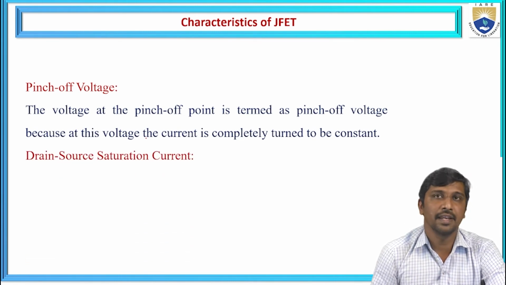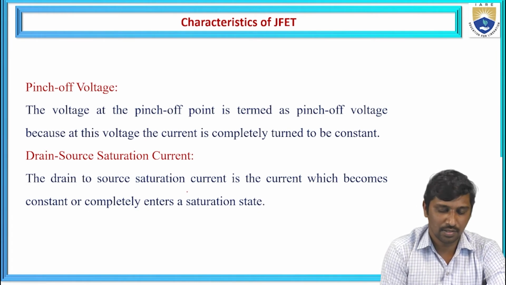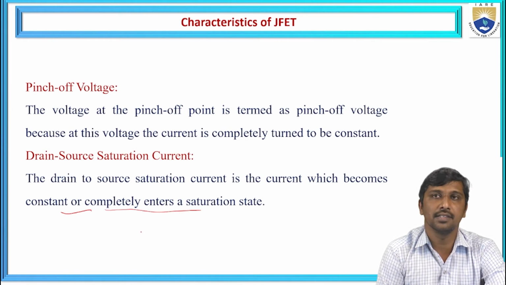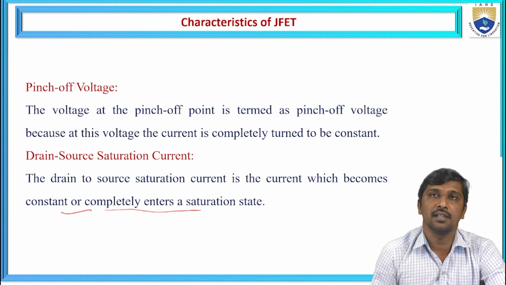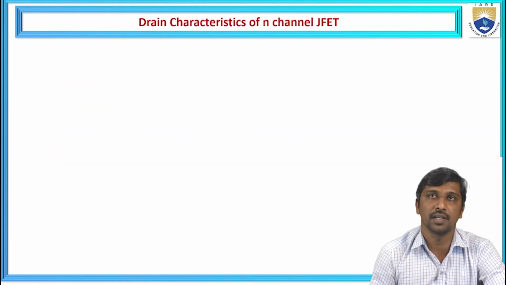Another term is the drain to source saturation current. At this point, the drain current becomes constant and completely enters a saturation state. These are some terminologies used while representing the characteristics of the JFET: the linear region, also called the ohmic region, the pinch off point or pinch off voltage, the saturation region, and the breakdown region.